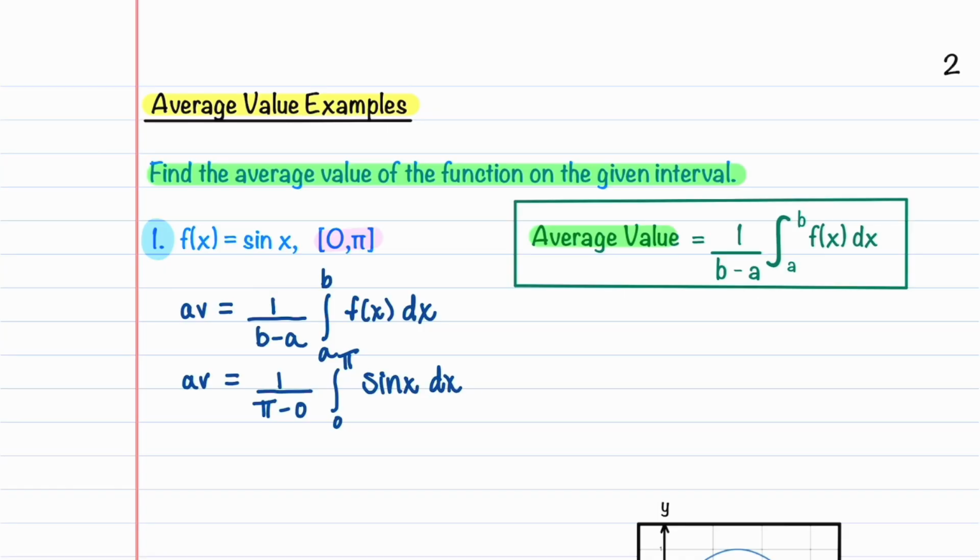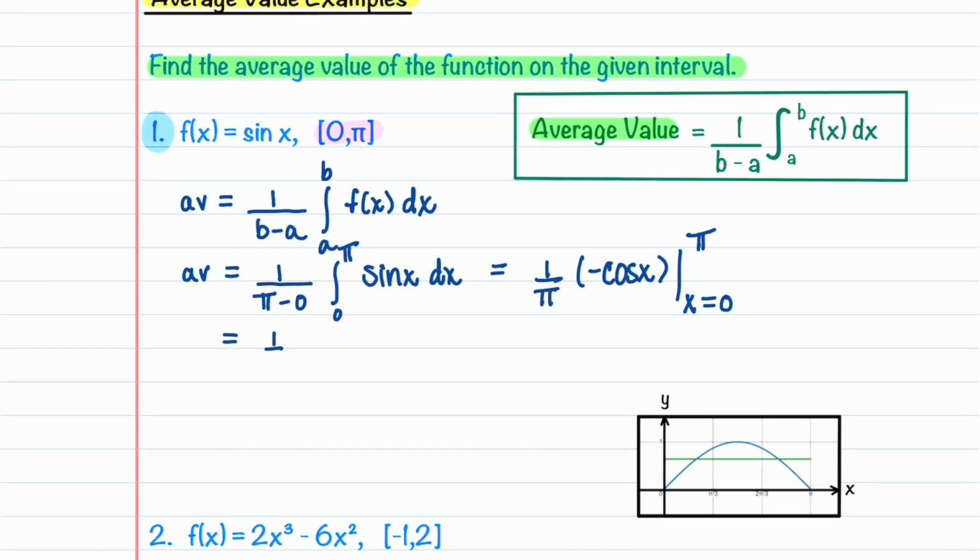And then we can just go ahead and integrate this. This is 1 over pi. The integral of sine x is minus cosine x. And we're going to evaluate this for x is equal to 0 to x is equal to pi.